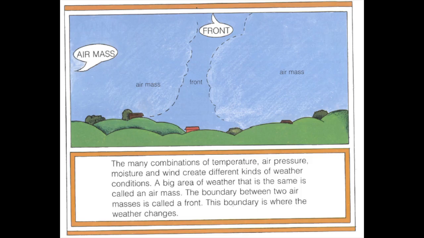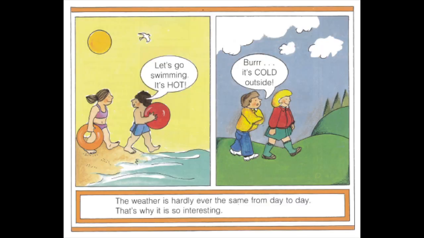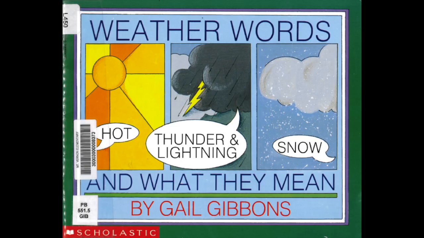The many combinations of temperature, air pressure, moisture, and wind create different kinds of weather conditions. A big area of weather that is the same is called an air mass. The boundary between 2 air masses is called a front. This boundary is where the weather changes. The weather is hardly ever the same from day to day. That's why it is so interesting. The end.